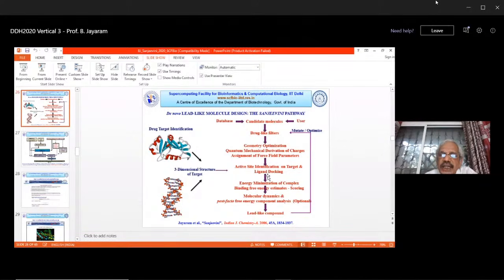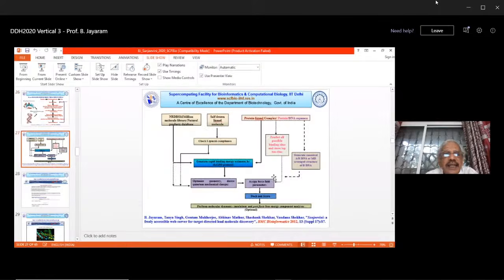The overall flowchart is what I'm showing, and a more detailed flowchart is in the next slide, which has several things like databases with the molecules that are getting input here. There's a protein or DNA sequence, and then force field parameters, docking, scoring, and so on. So it's not just one algorithm. It's a collection of several software tools, which is collectively called Sanjeevani. All right. Any other question?